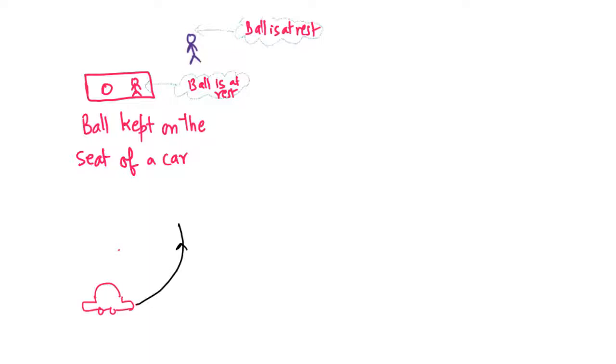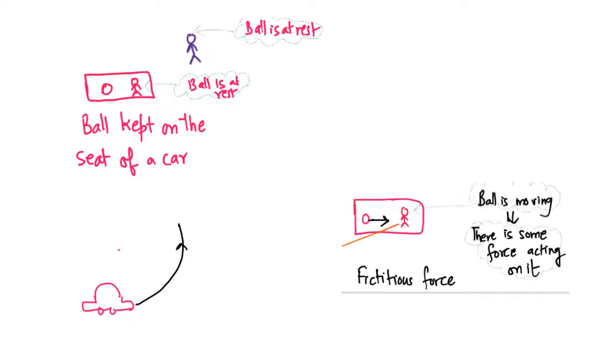Now let's say the same car takes a turn. Now the ball will move towards the right. This is our practical observation. If the car is taking a turn towards the left, the ball inside the car will move towards the right. So what does the passenger sitting inside the car observe?